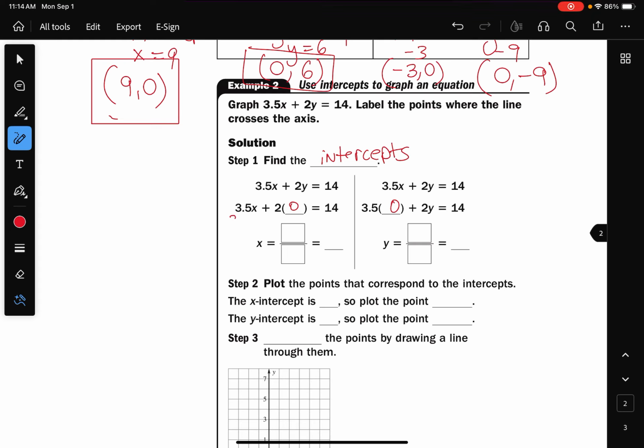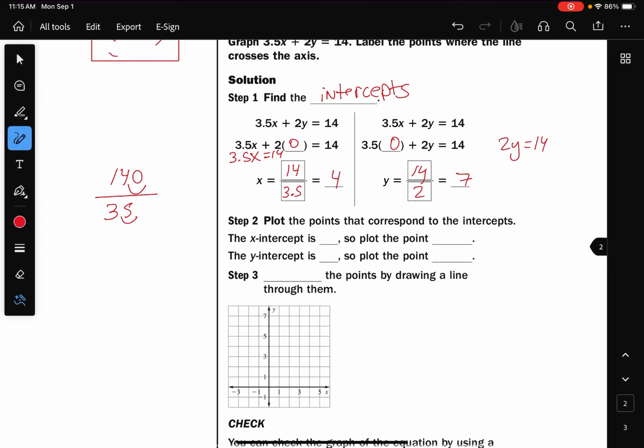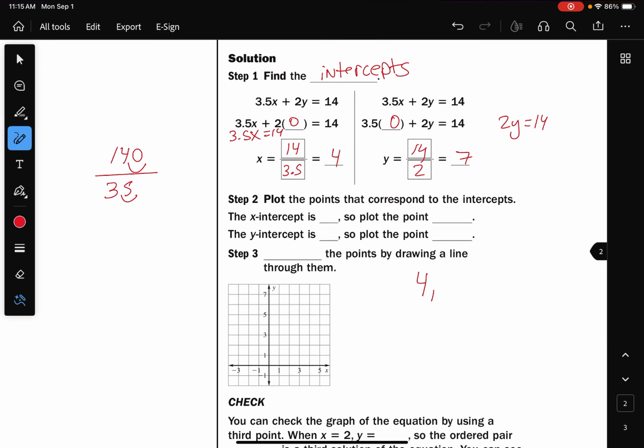When I plug in 0 for y, I get 3.5x equals 14. So I have to take 14 and divide by 3.5. We don't need a calculator for that, right? You just multiply the top by 10 by moving the decimal place once, and multiply the bottom by 10 by moving the decimal place once, and then simplify 140 divided by 35 on your own, which happens to be 4. Here we get 2y equals 14, so I take 14 divided by 2, and I am at 7. So that means the x-intercept is at the point 4, 0. The y-intercept is at the point 0, 7.